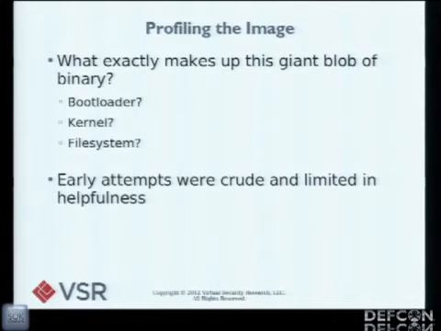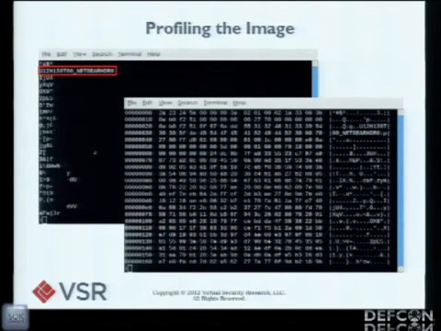So this question that we have is basically, what exactly makes up this giant blob of binary? We download something from Netgear, and it's just a .bin file, it's a .chk file, and you have no idea what it is. Is there a bootloader in there? Is it a kernel, a file system? These concepts that we know run on this device, but we don't know exactly where it is located.